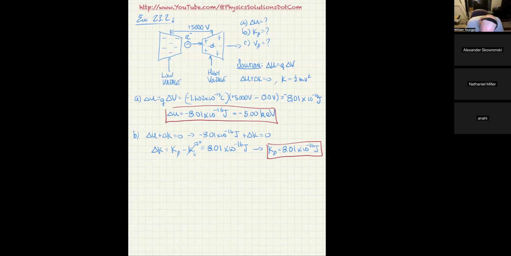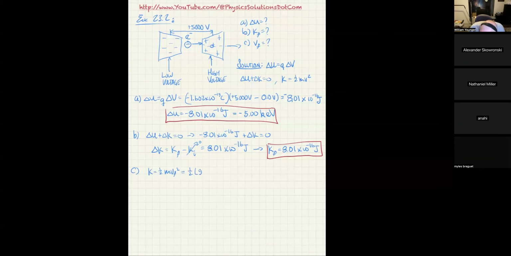Now for part C, they want to know the velocity. So we know that the kinetic energy is equal to 1 half m v final squared, and that's equal to 1 half times the mass of the electron, which is 9.109 times 10 to the negative 31st kilograms, times v final, which is what we're looking for, and that's equal to 8.01 times 10 to the negative 16th joules.